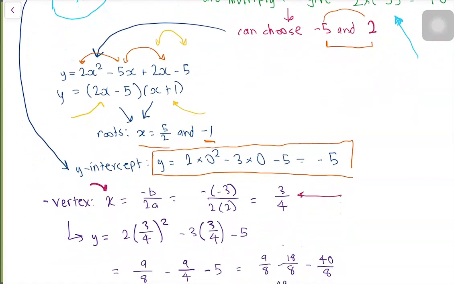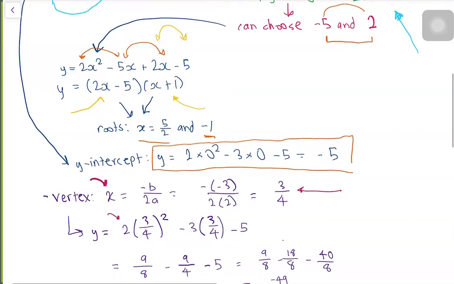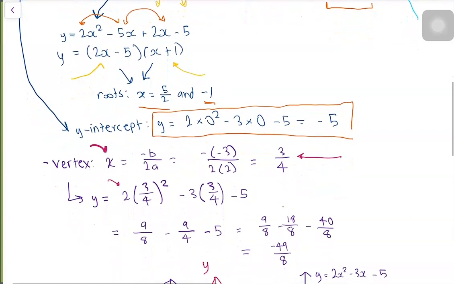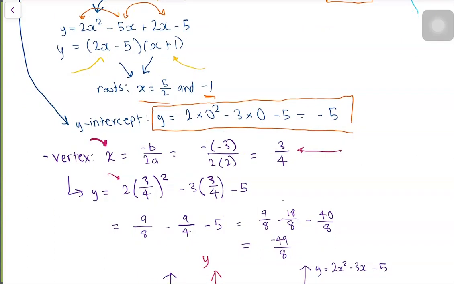The y value will be 2 times 3 over 4 squared minus 3 times 3 over 4 minus 5. And this is 9 over 8 minus 9 over 4 minus 5. And if you just make it all under common denominator of 8, you'll end up getting negative 49 over 8. Okay, so this is all the information we need to sketch this quadratic.